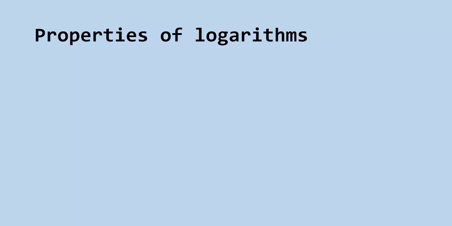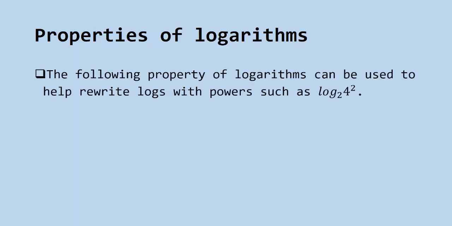In this lesson, we're going to discuss some properties of logarithms that will help us solve exponential equations where we clearly do not have an integer as an exponent. The following property of logarithms can be used to help rewrite logs with powers, such as this one, log base 2 of 4 squared. The form is log base b of an answer capital B to capital A. We bring the exponent a out into the front, and we simply have a times log base b of B.